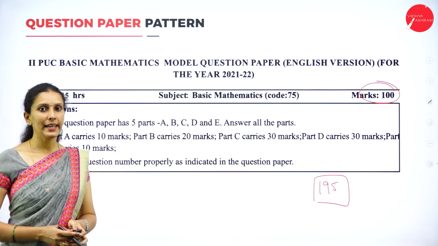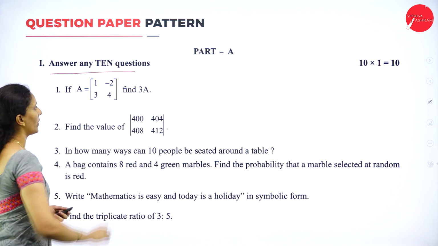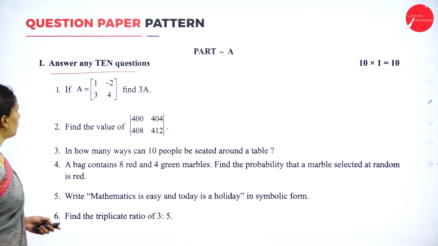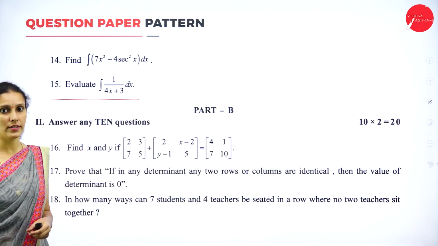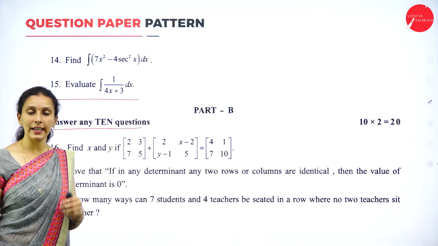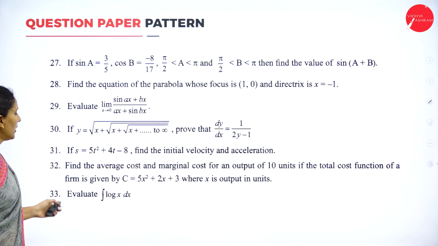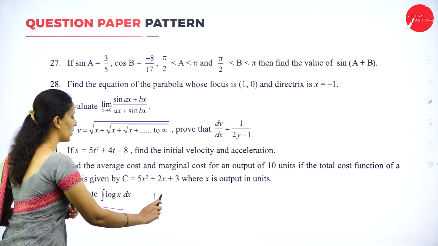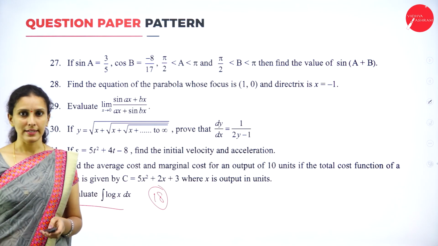So let's see the questions here. In part A, you have to answer any 10 questions. You will be having 15 questions, and you have to attend only 10 questions in part A. And this is the part B section. Here also you have to answer any 10 questions, from question number 16 to question number 33, in total 18 questions. So you have to choose any 10 questions to answer.